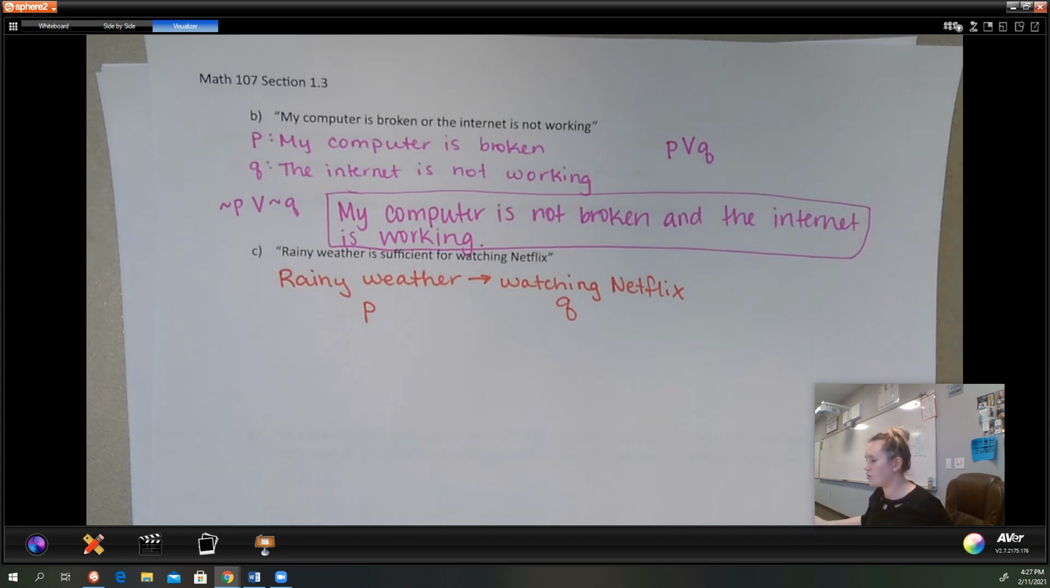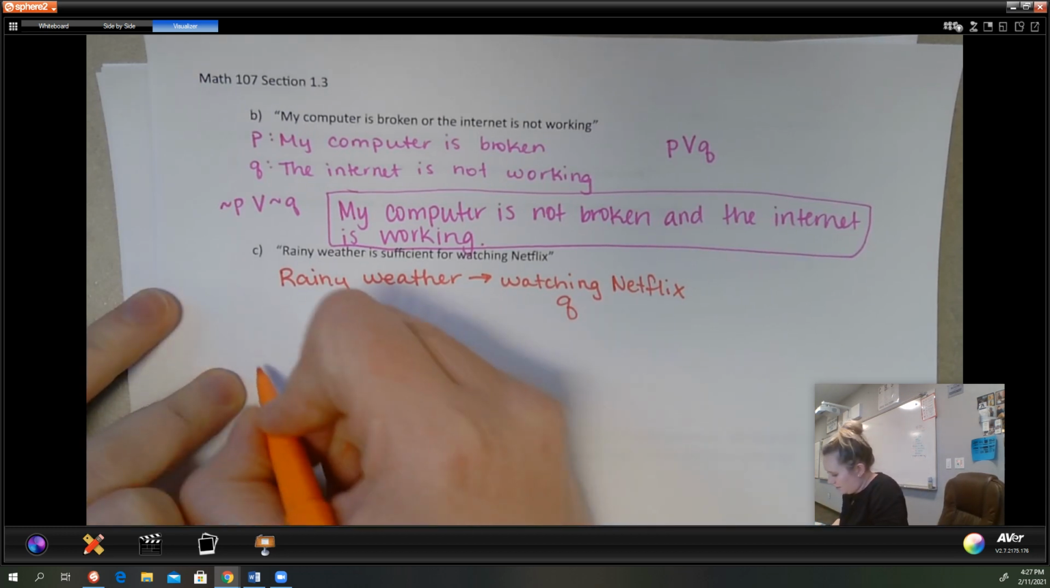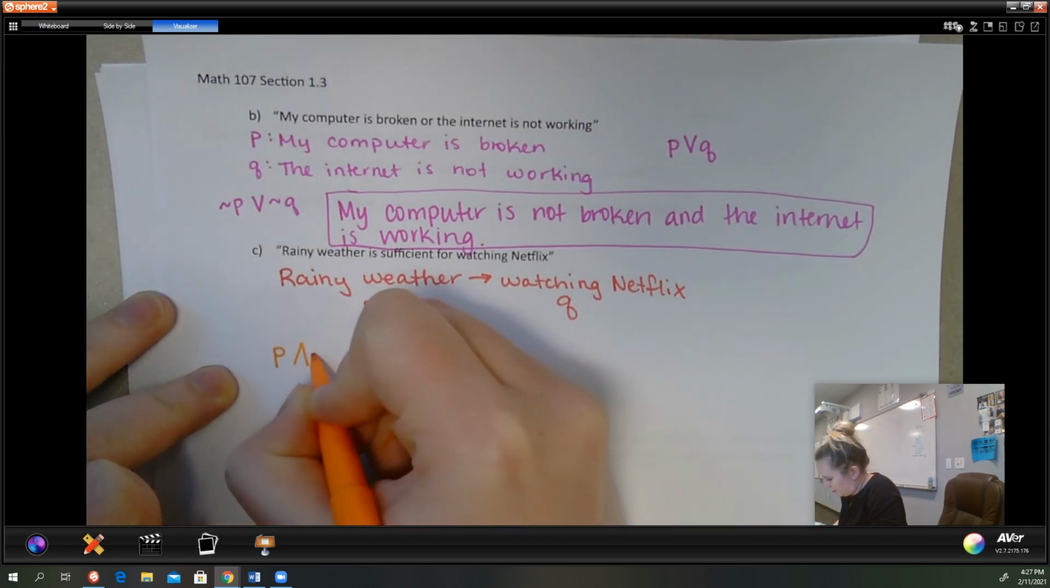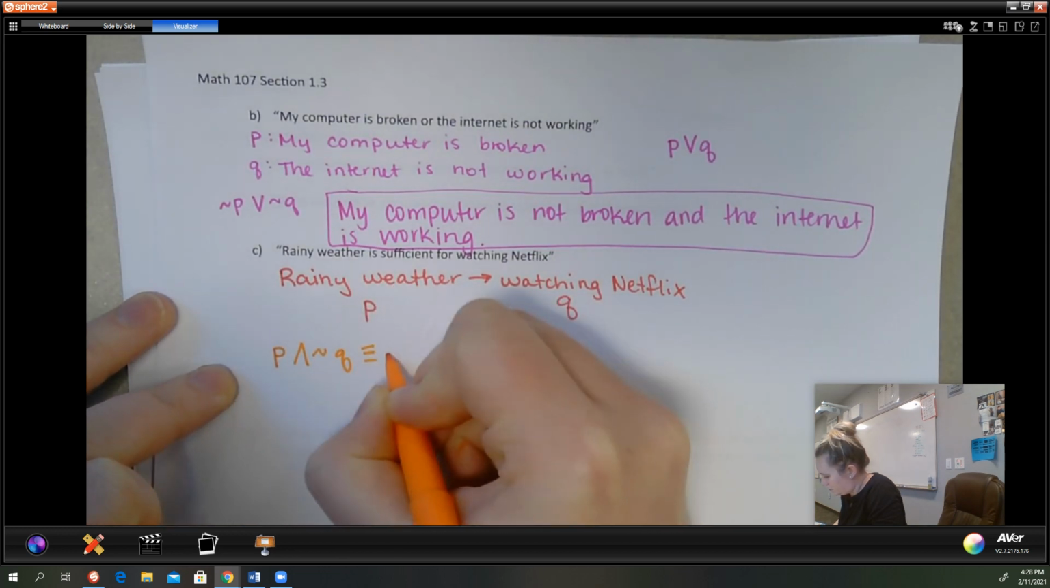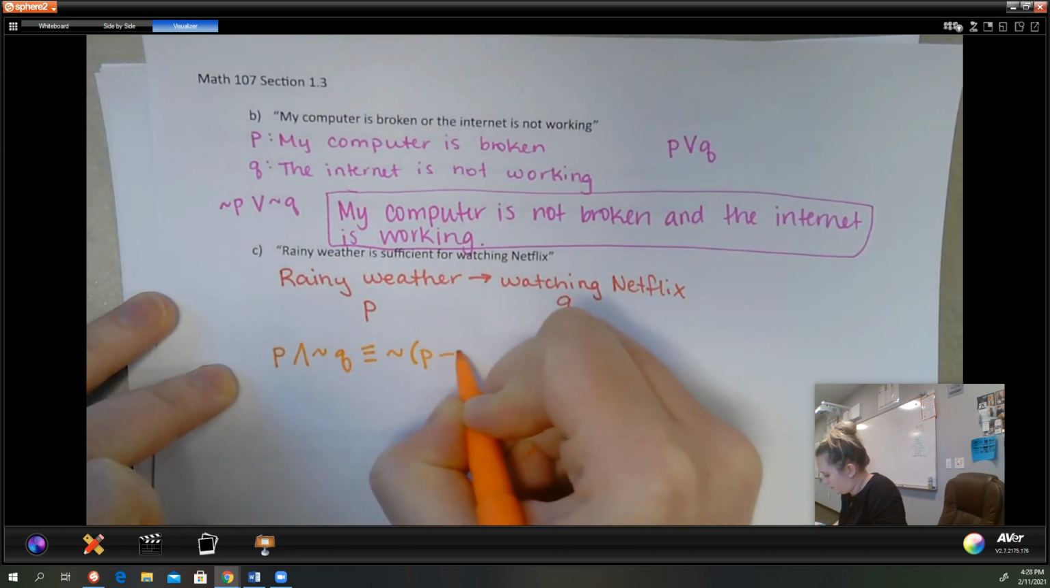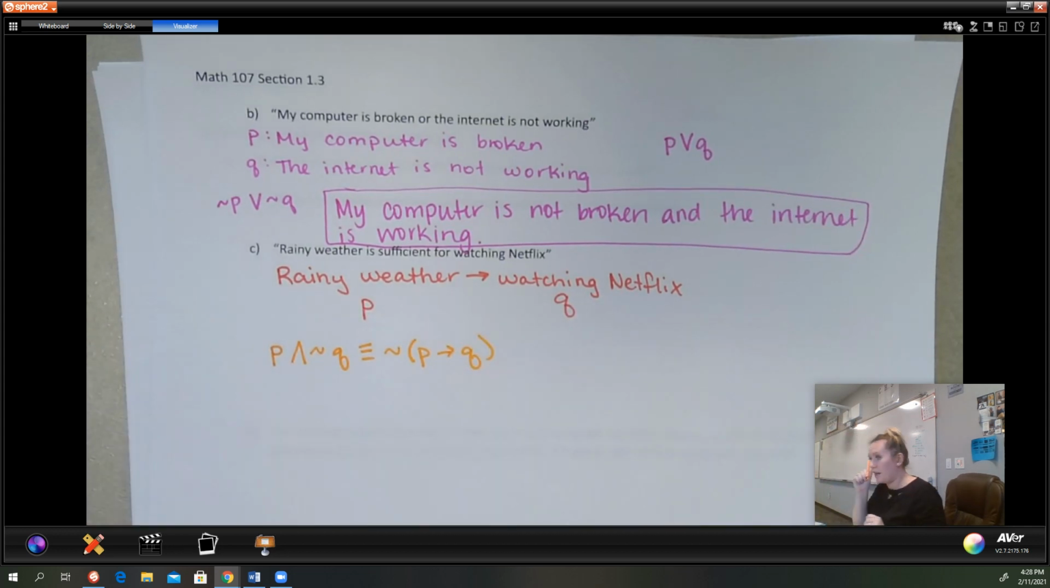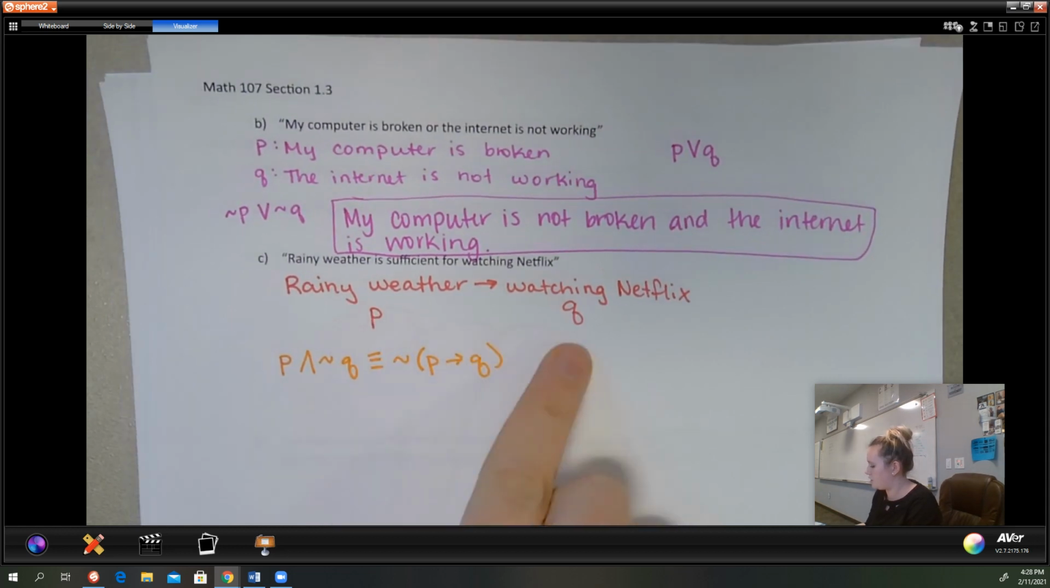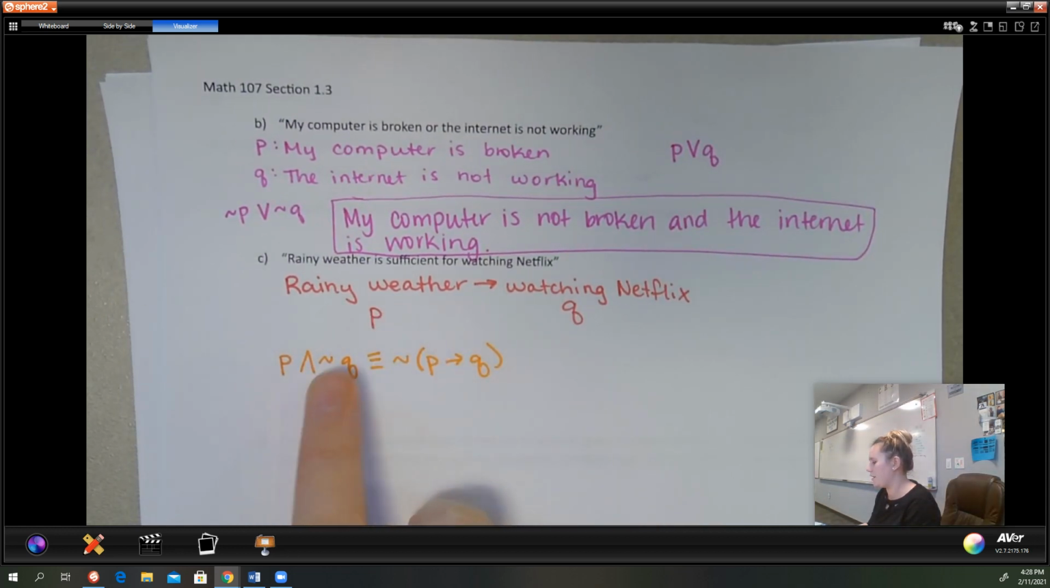Okay, so we need the negation of the conditional and its equivalent statement. So we're moving away from De Morgan's laws and trying some other equivalent statements. I'm going to write it down over here: P and not Q is equivalent to not the conditional. That was from our example earlier today. So we're going to use P and not Q.